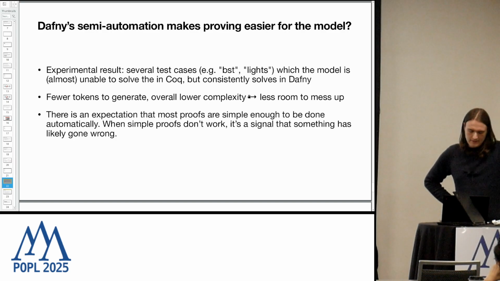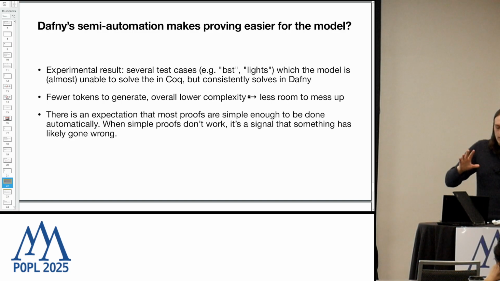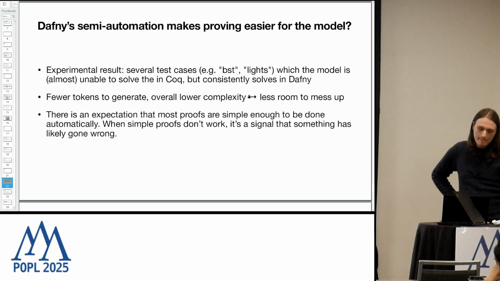We not only have the data I've just shown you, but there are also several test cases, e.g. a BST, which the model is pretty much unable to solve in Coq, but it solves them relatively consistently in Dafny. We think this is most likely due to a bunch of reasons. First, there are just fewer tokens to generate, and fewer tokens means there's less of a chance to mess up, right?